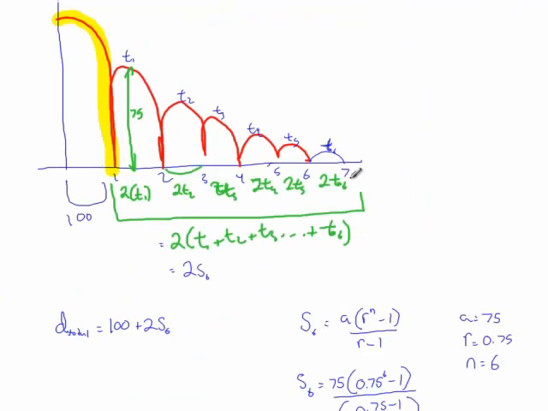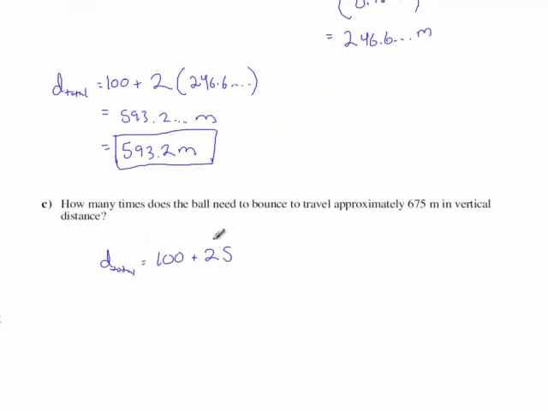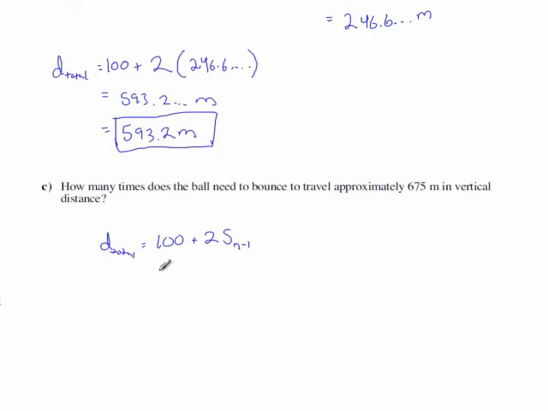So if the ball hit the ground for the 7th time, we needed the sum from 1 to 6. If the ball hit the ground for the 8th time, we need the sum from 1 to 7. So the number of terms in the sum is 1 less than the number of times that the ball hits the ground. So if the ball hits the ground n times, you want the sum from 1 to n minus 1. Okay. Then all we have to do is solve this equation for n.